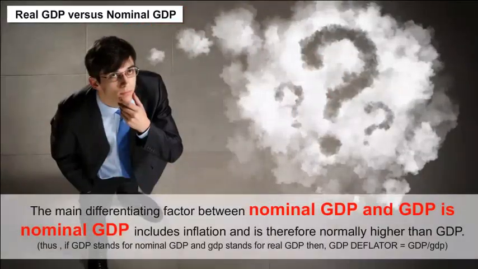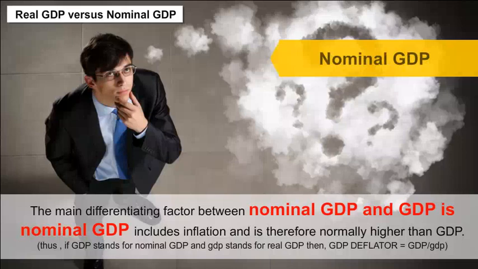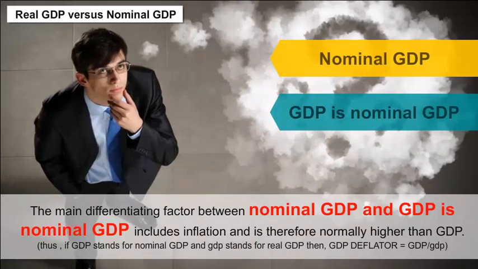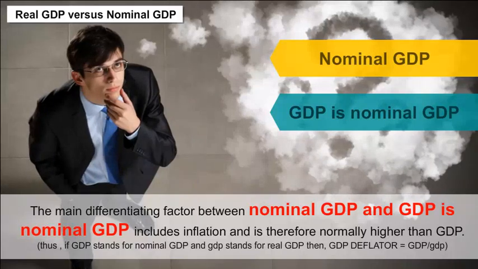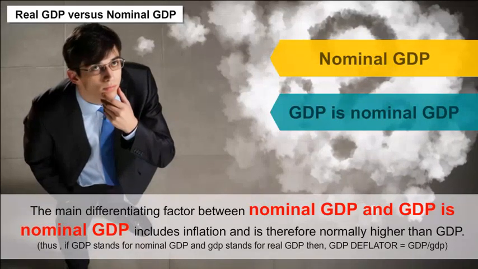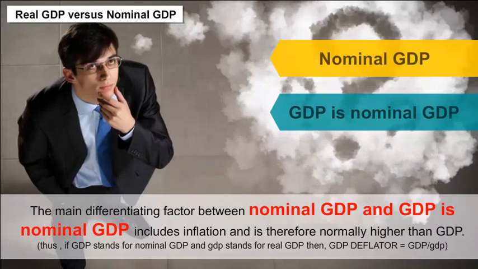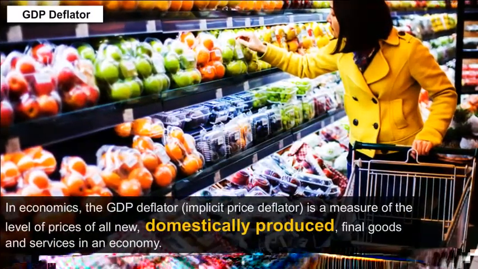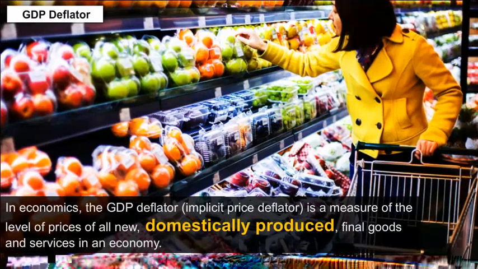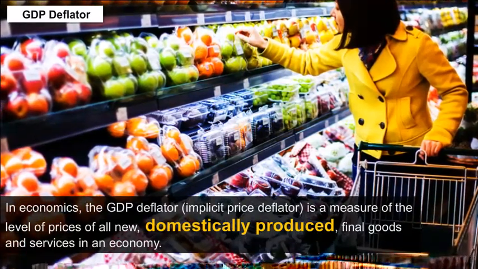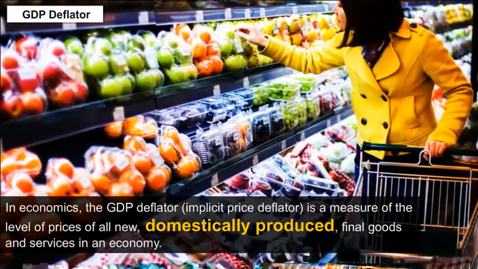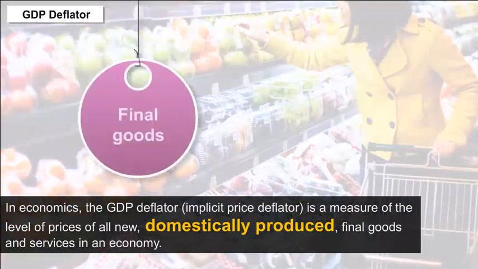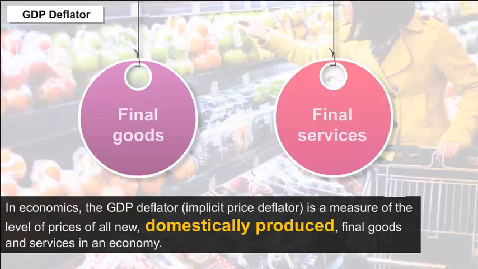The main differentiating factor between nominal GDP and real GDP is that nominal GDP includes inflation and is therefore normally higher than real GDP. GDP deflator. In economics, the GDP deflator, implicit price deflator, is a measure of the level of prices of all new domestically produced final goods and services in an economy.